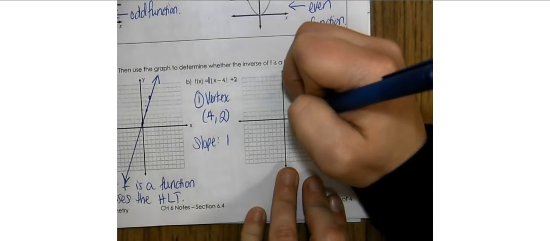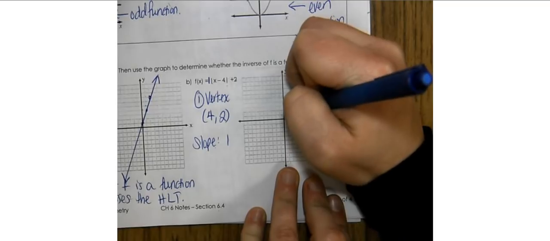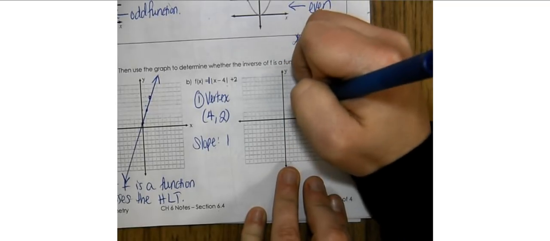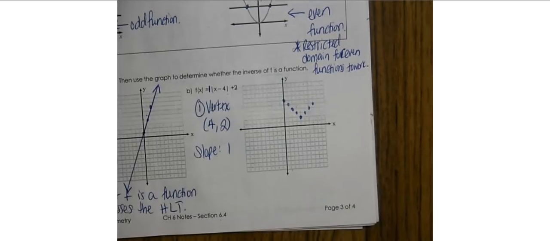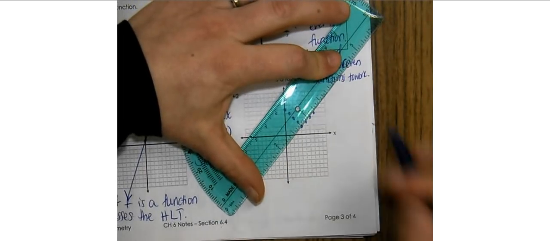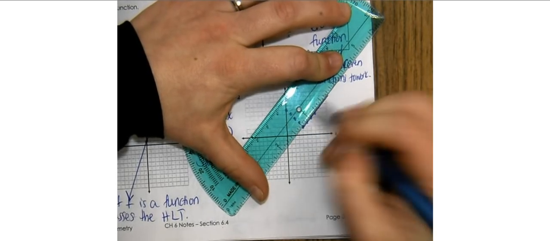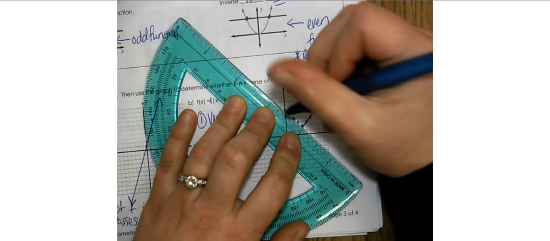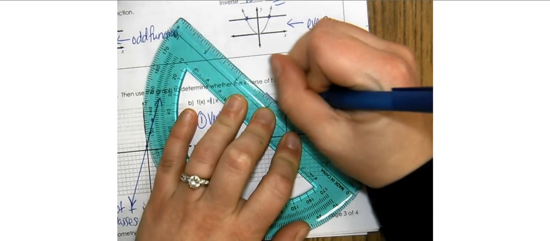So your slope is going to be a 1. So I'm going to plot 4, 2. And I'm going to find my slope by rising 1 and running 1, coming up with a few points. And then I'm going to do the opposite on the other side. Rise 1 and run back 1. Always extend your lines across the grid.